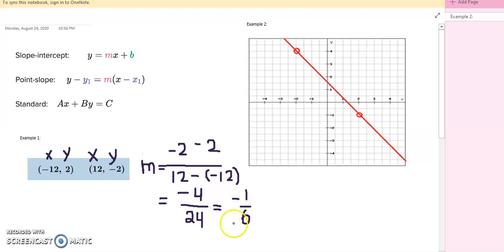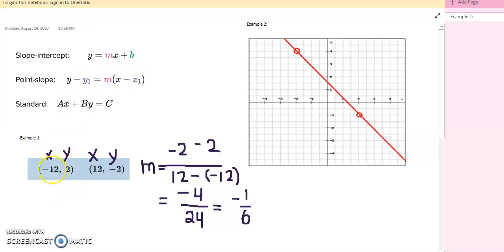Okay, next, once I know the slope, you have two options to either use the slope-intercept or the point-slope form. I personally like to use the slope-intercept form, but let's use the point-slope form because that's normally what your teachers will give you. Once you know the slope, then you pick one of these points, doesn't matter which one, and you put it into the equation. So I'm going to pick the first point.